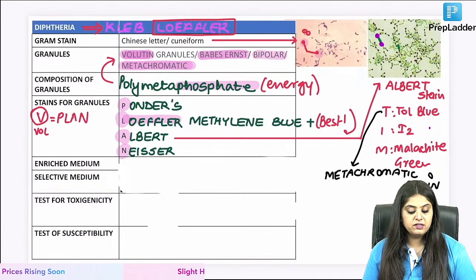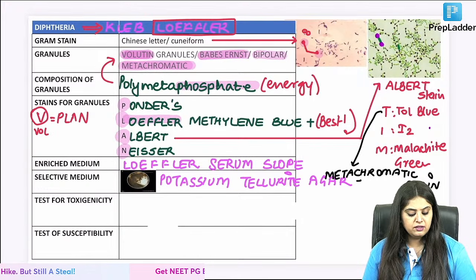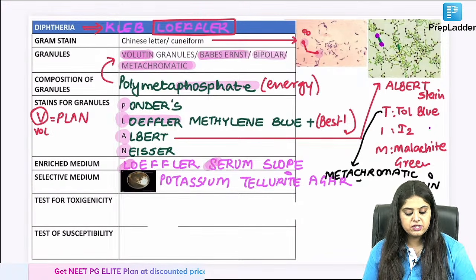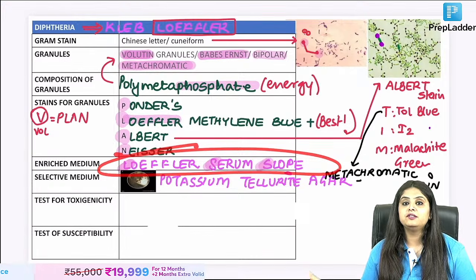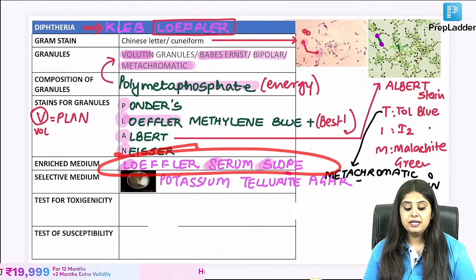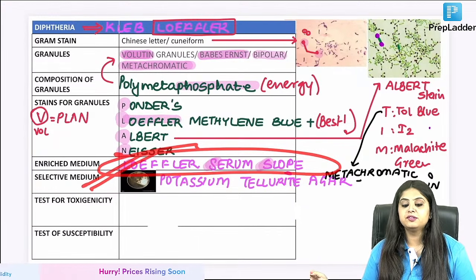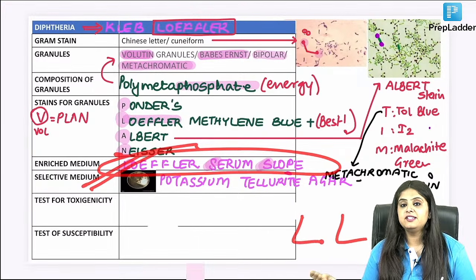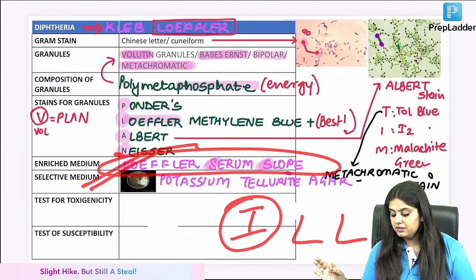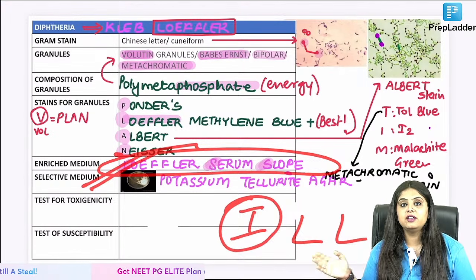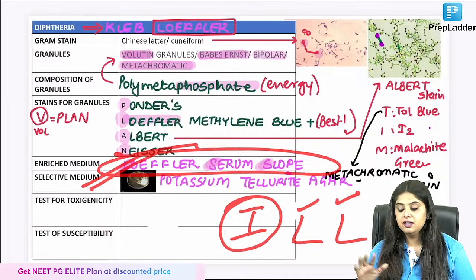Coming to the next one, what is the enriched media? Ma'am, Loeffler works for everything. Enriched media is the Loeffler serum slope. I have a question. Fill in the blank. All culture media have been sterilized by autoclave in your laboratory except Loeffler serum slope and Lowenstein-Jensen media, which will be sterilized using which technique? Inspissation. All culture media are autoclaved, but LSS and LJ media by inspissation.